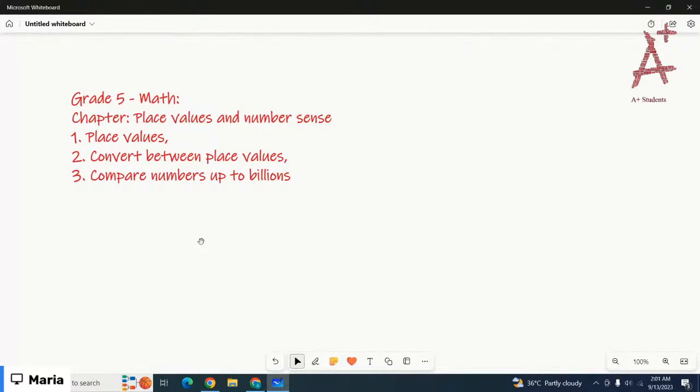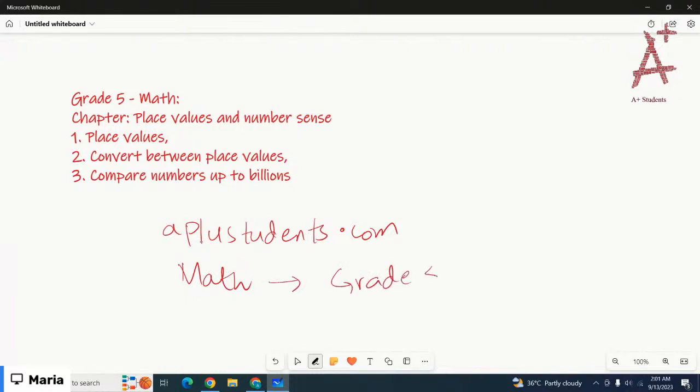We are here for grade 5 math. You can find all the lessons on aplusstudents.com. You have to log in there using your email address and the password provided by the administrator. Then you have to select math from the subject tab. Scroll down to grade 5 and then click on view all lessons.